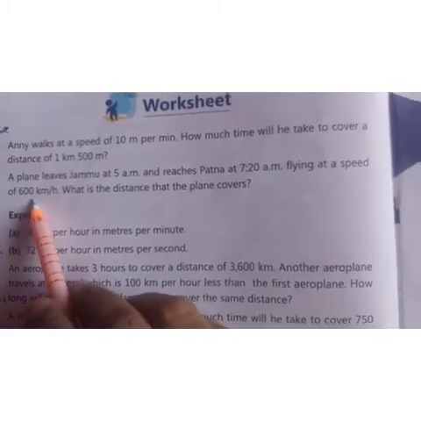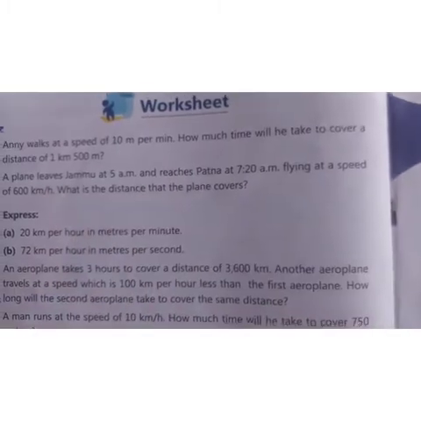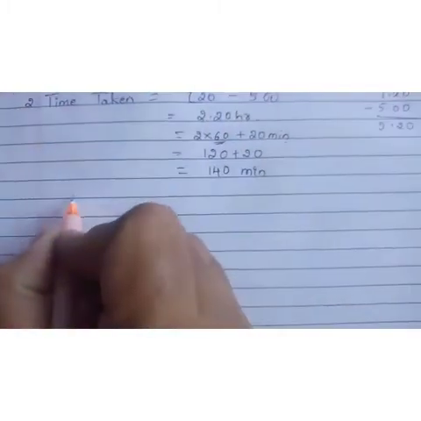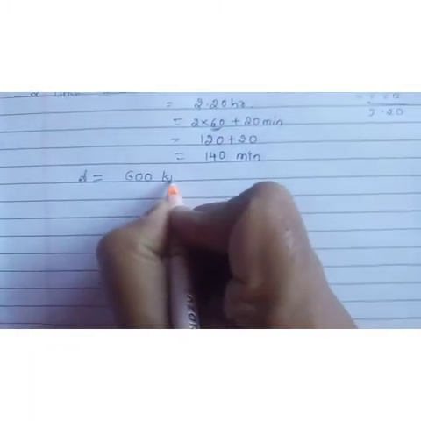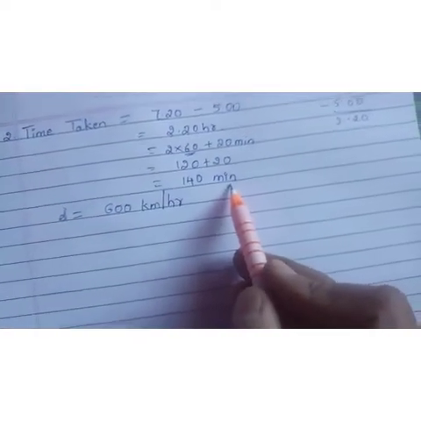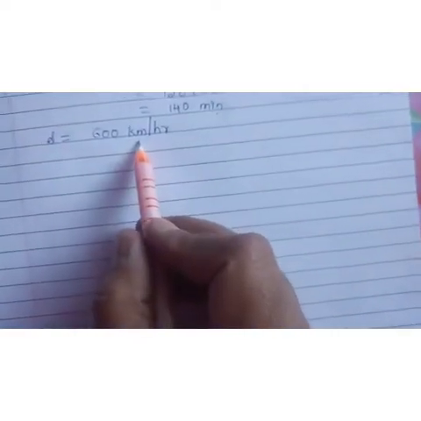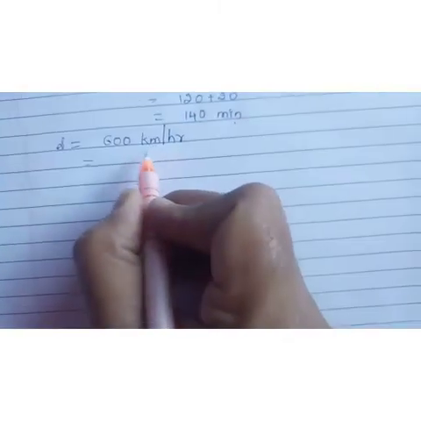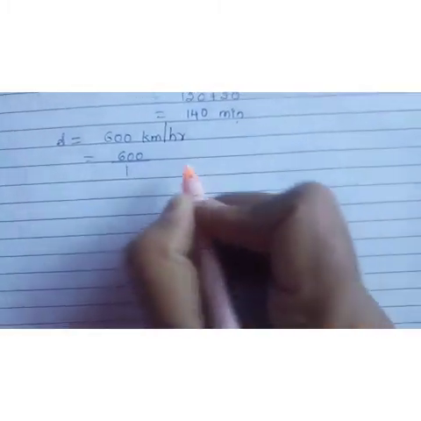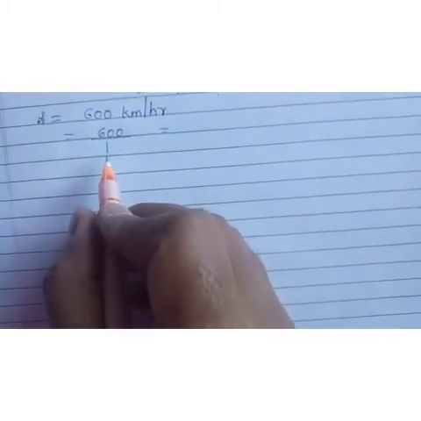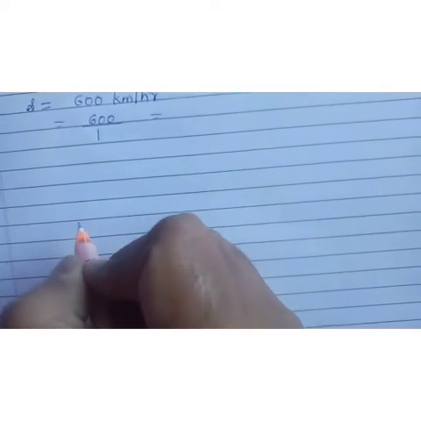Flying at a speed of 600 kilometers per hour. So children, write the speed and then find the distance that the plane covers. Next you write speed is equal to 600 kilometers per hour. But we have converted the time into minutes, so convert this kilometers per hour into minutes again. The question was 600 kilometers per hour, 1 hour. So 600 upon 1 hour, which is 60 minutes again.